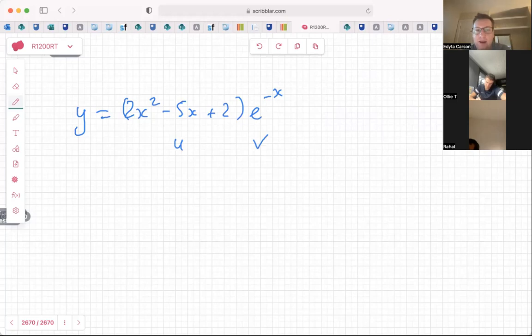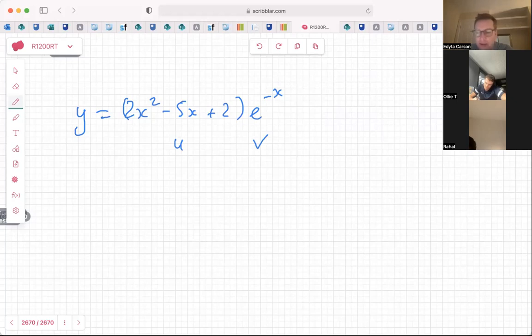So these are two different kinds of functions. So we give one the label u and the other one the label v. Okay. And the product rule, which is derived from just multiplying out u plus du times v plus dv, right? Gives us what you just said, Rahat.